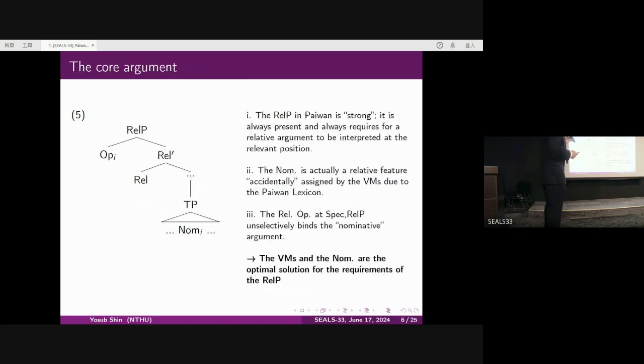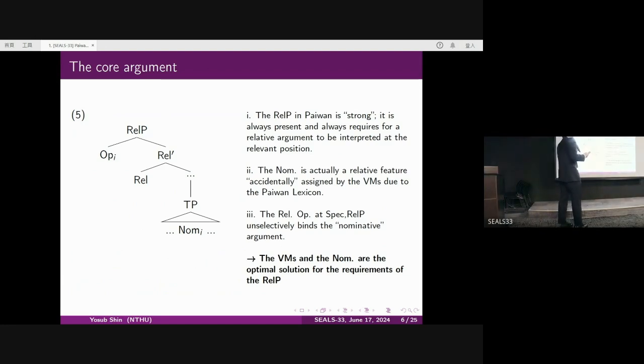So in order to solve this kind of question today, I'm going to suggest this kind of structure with these kinds of arguments. So first of all, I'm going to argue that the RelP in Paiwan and also in many other kinds of Austronesian languages is strong, in that it's always present at the clausal left periphery of the whole clausal spine, as we can see in this structure. But because of this reason, it always requires some kind of relative argument to be interpreted at the relevant position, because it's a Rel.